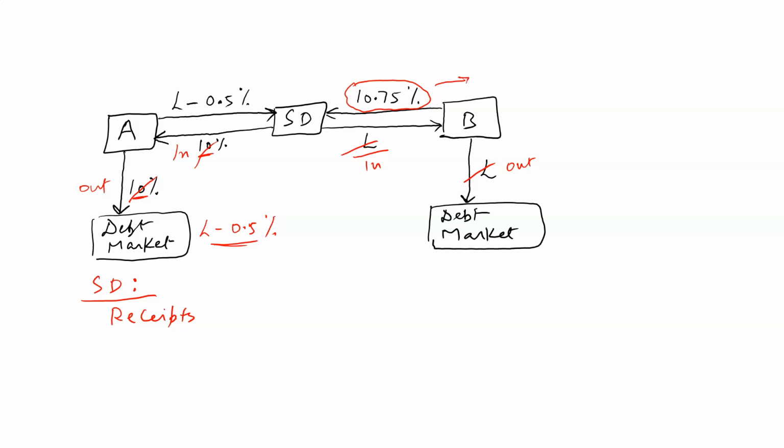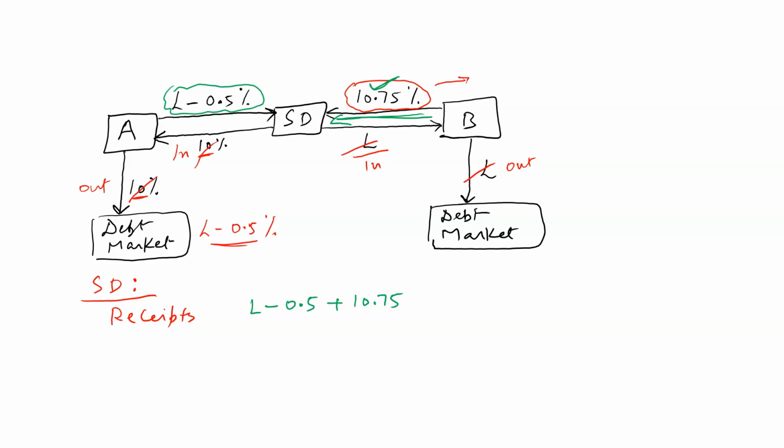So what are the incoming arrows? Let me change color and see if we can highlight those incoming arrows. This is an incoming arrow from the point of view of the swap dealer, which means that this is one of the receipts. So let's write that: L minus 0.5% is what the swap dealer receives from A. The swap dealer also receives something from B, which is an incoming arrow, and the interest rate on it is 10.75%. So let's add that here: L minus 0.5 plus 10.75 is what the swap dealer receives.